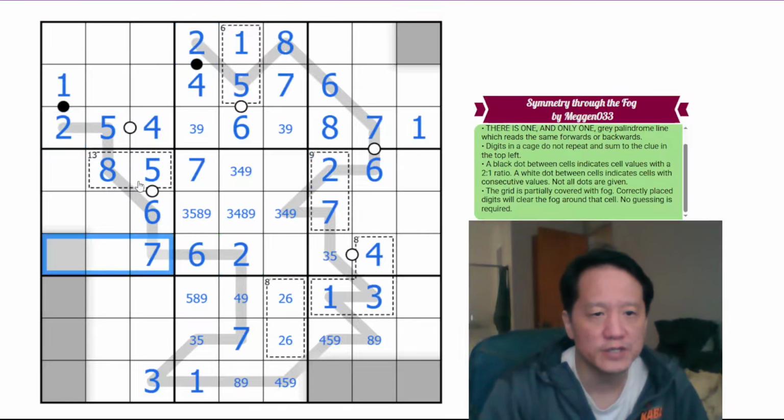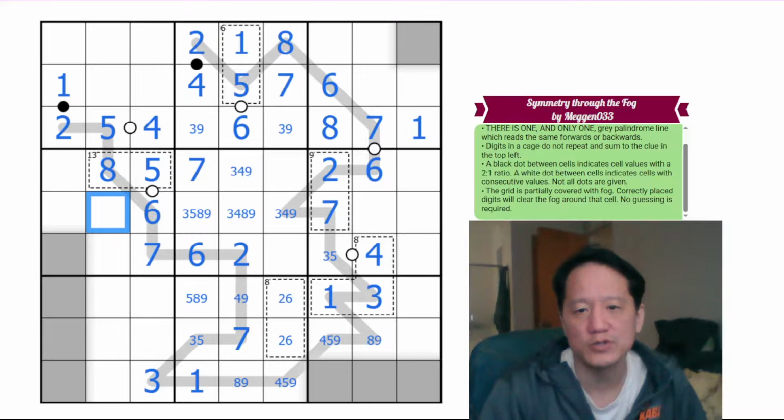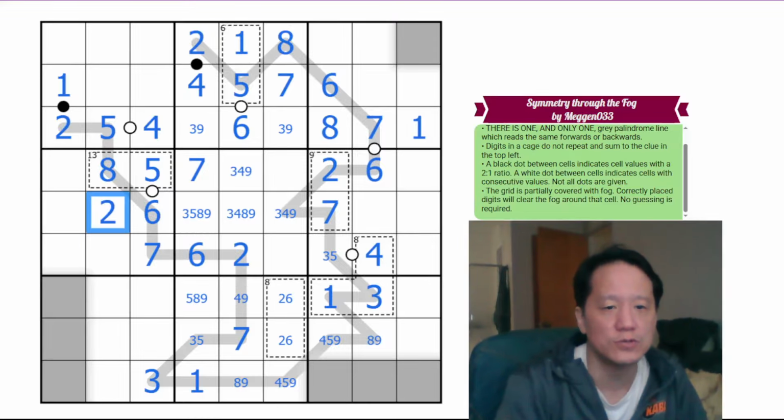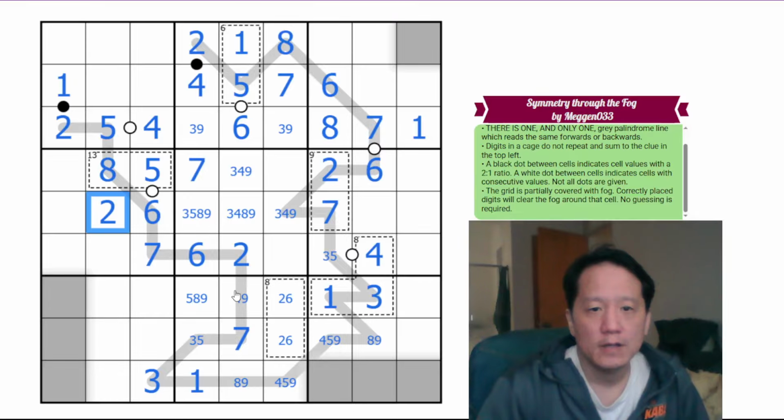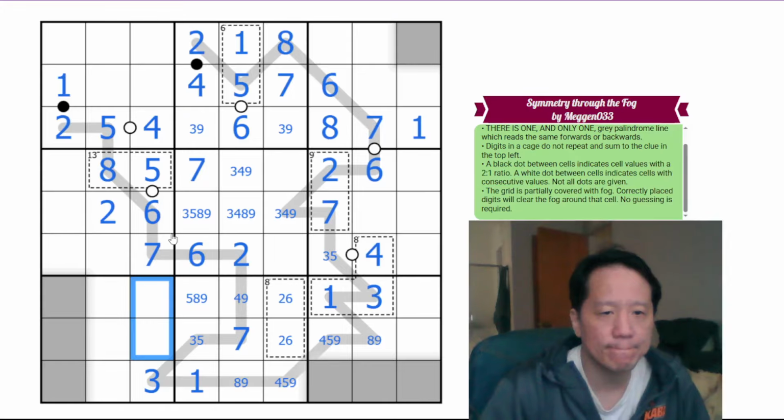Where's the 2 in this left central box? Cannot be here or here because the 2 is in the rows. Can't be here because the 2 in the column, so it must be here. So that's 2. Therefore, 4 cannot be here in this left central box. It must be one of these 2.